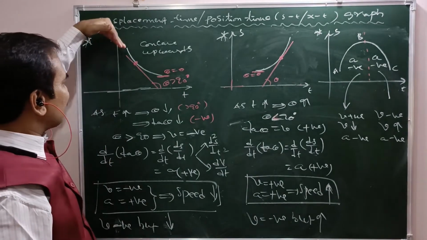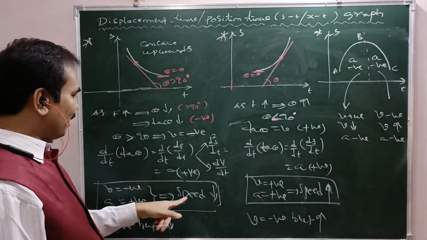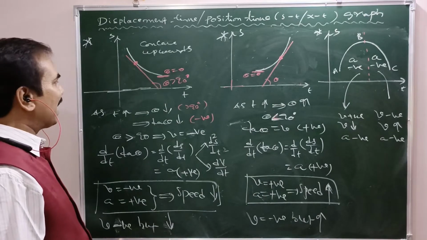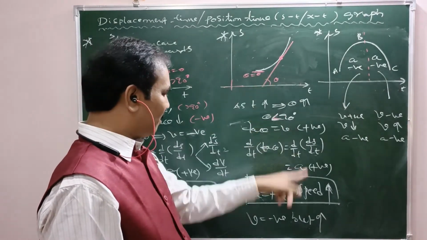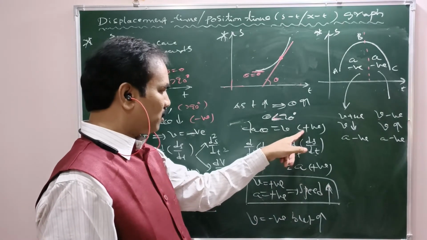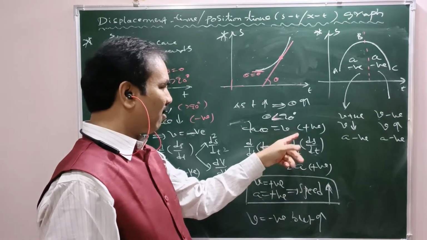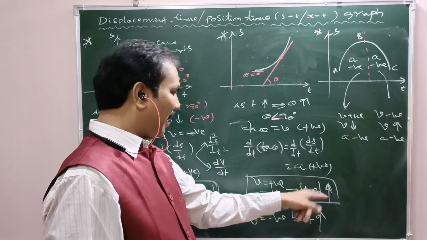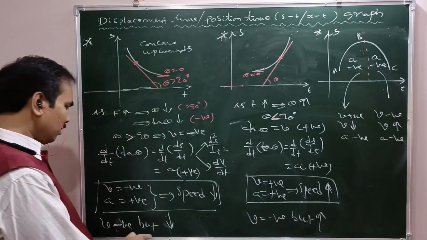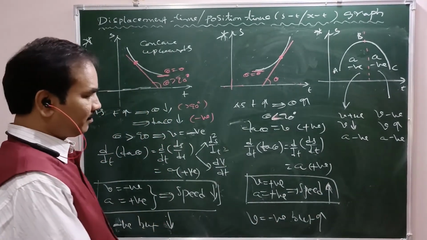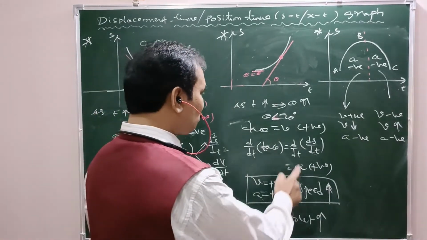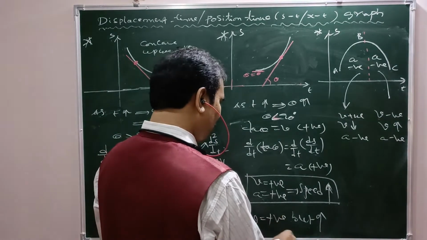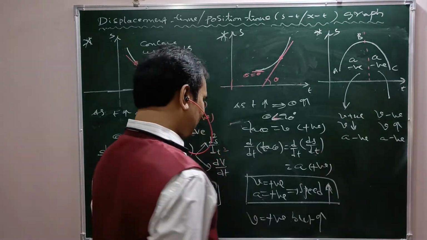So in the previous half of the portion, velocity is negative but speed is decreasing. Right here, velocity is positive and speed is increasing. Right?